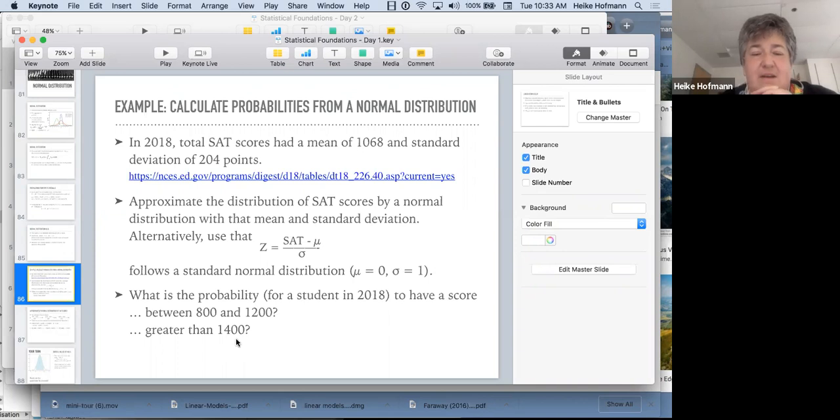So instead of working with this normal distribution, we can standardize the SAT scores by subtracting 1086.68 and dividing by 204. Then we'll get a standard normal distribution out of that. So let's try to do that.